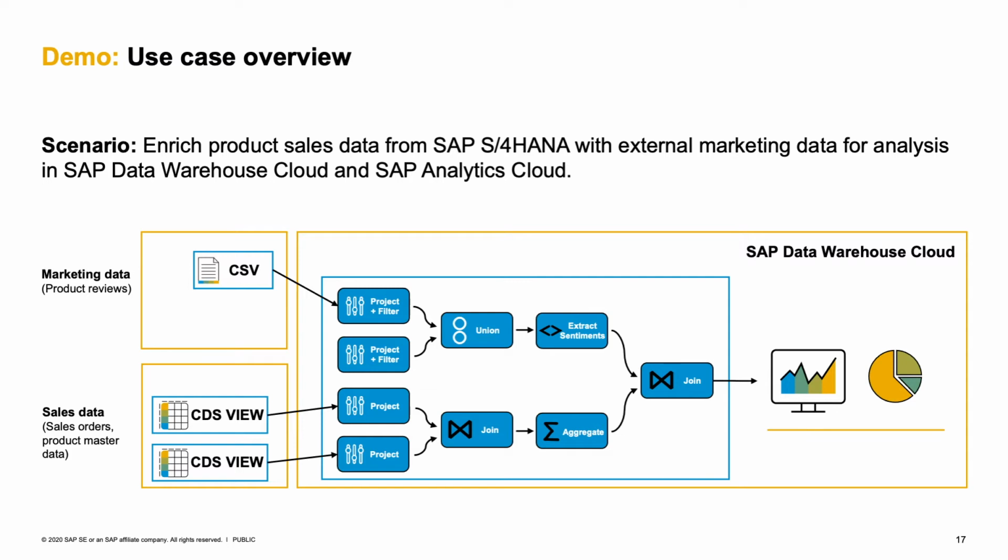What we'll do in this demo is create a connection to the Google Cloud Storage, and we'll load the data, which is stored in CSV files, into our Data Warehouse Cloud tenant.